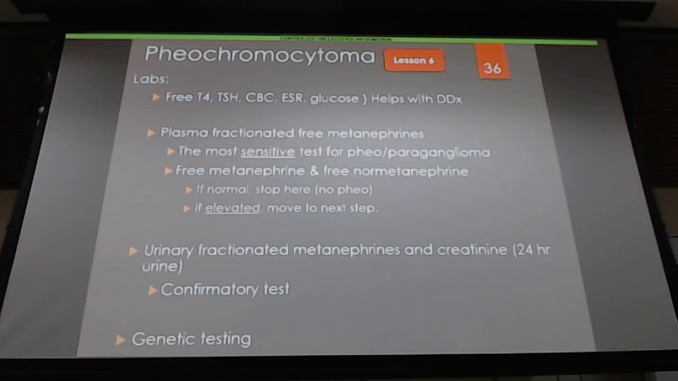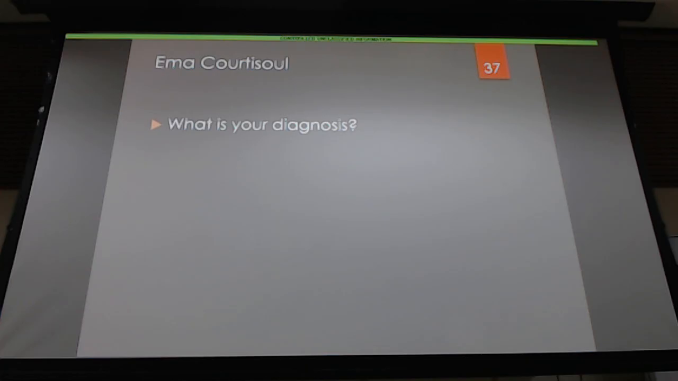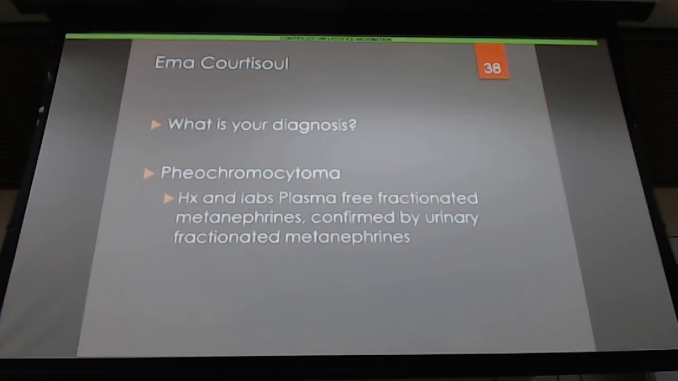And then here is the slide, if you needed help with why. Okay. All right. What's your diagnosis? Theo. I feel like that's a very good question. I know. Okay, and this is why, right? All of these things tell us why, from her history, her labs, her urine. You guys are doing great.